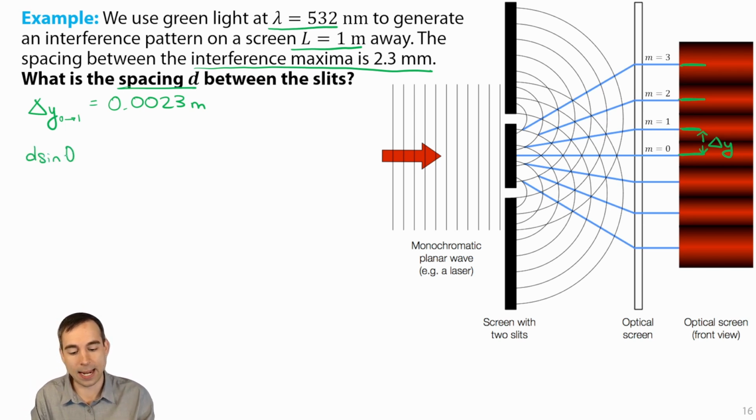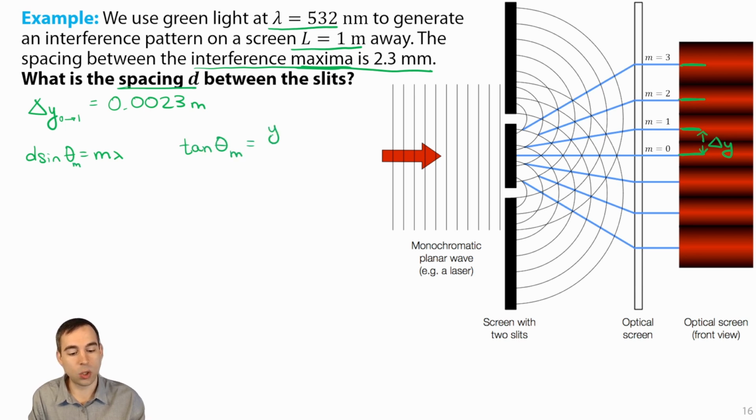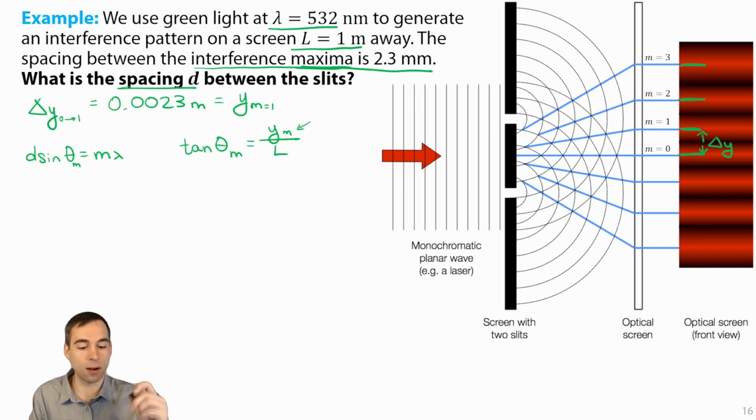We got d sine theta equals m lambda. That's for the bright spots. And that's what we're basically given information for. The interference maxima are separated. So that's our bright spot equation. And we also know that there's a trig function that can relate the diffraction angle to the slit spacing. Well, if I was to calculate the distance to the first maximum, this would basically be the distance to the m equals 1 bright fringe from the central maximum. So we can plug that number in for our y here, and we have a value for L, so we can solve for our diffraction angle to the first bright spot.